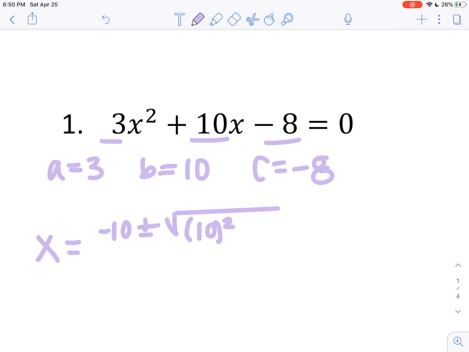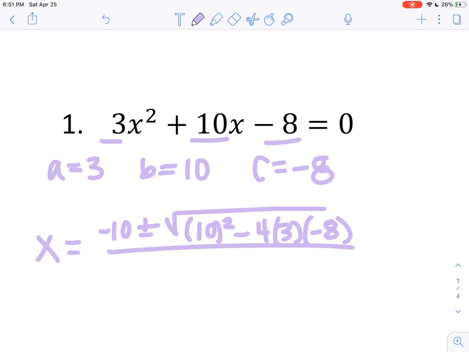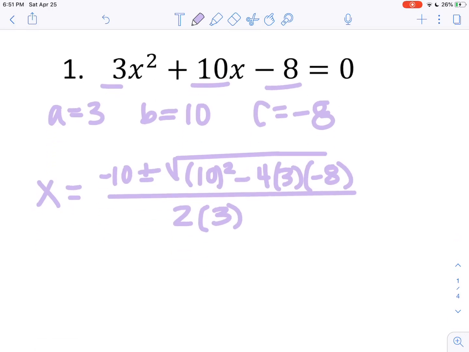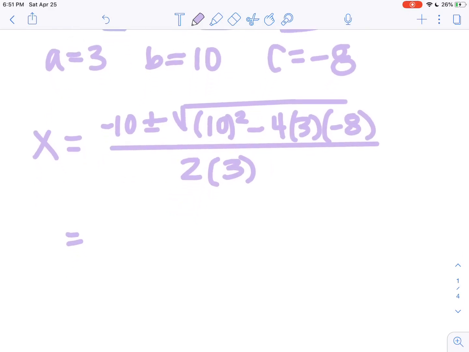Remember, opposite, sorry, I forgot to say, opposite just means the opposite sign. So if b is positive, it's going to be negative. If b was negative, that's going to be positive. That's at the beginning. So then b squared minus 4 times a is 3, and c, which is negative 8, all over 2 times a, which is 3. So literally all you're doing is plugging in numbers, and then you're just calculating it out. It's so easy, especially if you have your calculator with you.